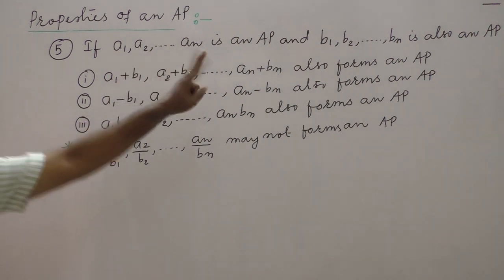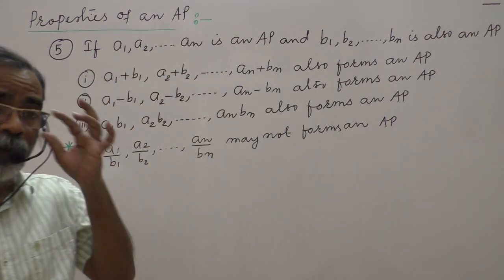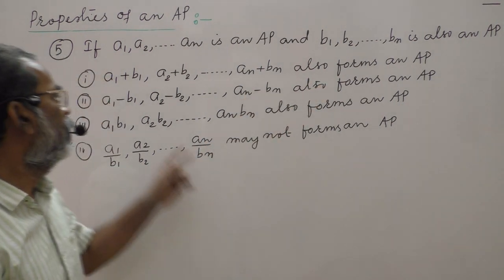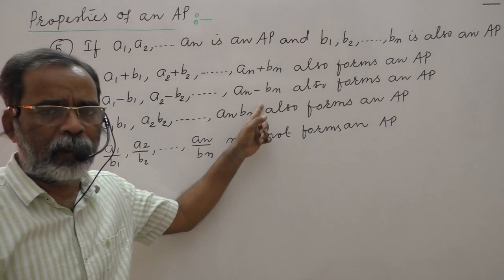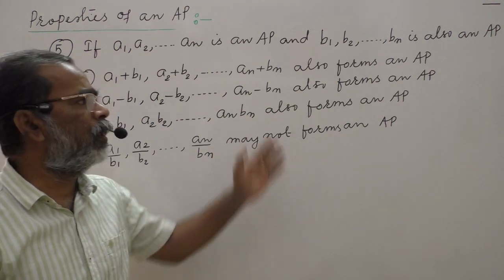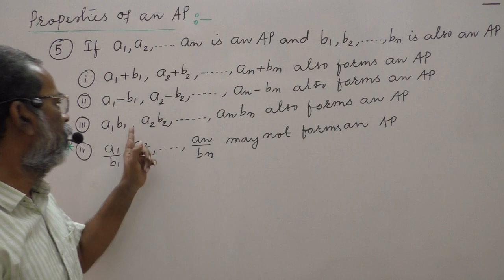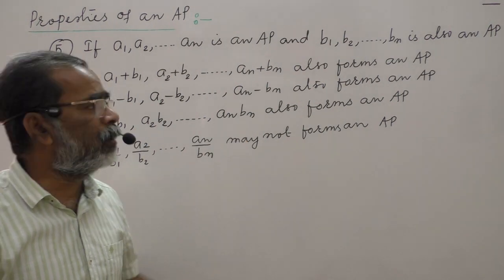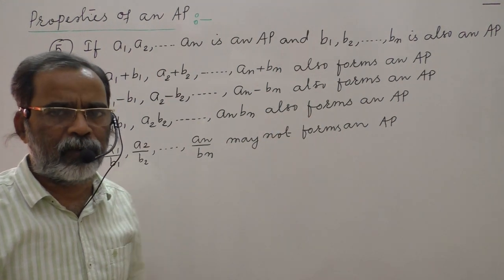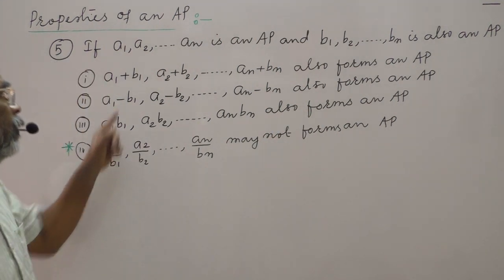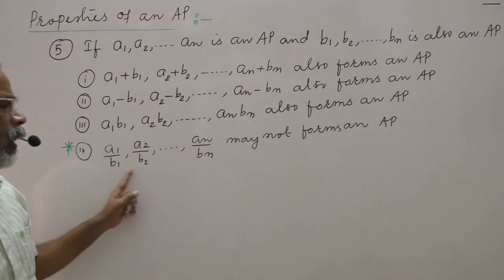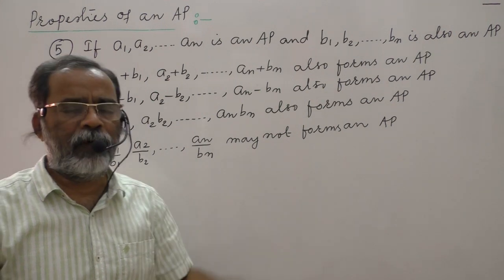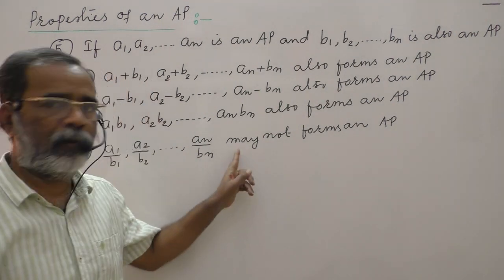So by adding the corresponding terms of two AP series, the resulting series will be in AP only. By subtracting corresponding terms, the resulting series will also be an AP. By multiplying the corresponding terms, the resulting series will also be an AP. But by dividing, for two different APs, the series may not form an AP. This is to be noted.